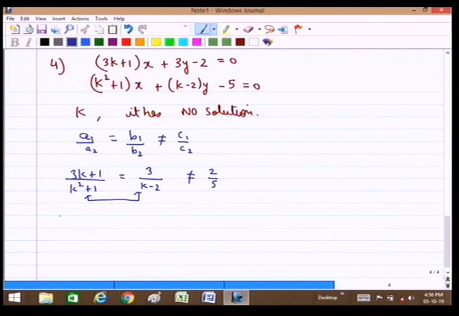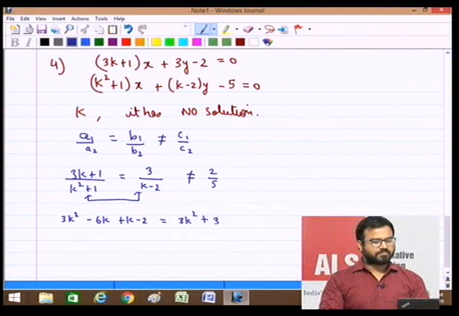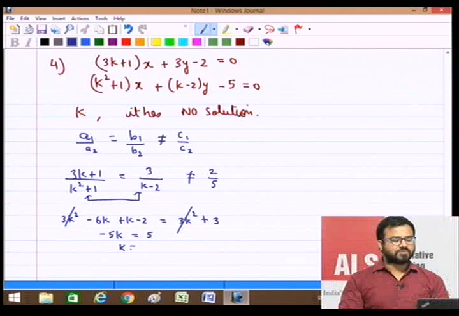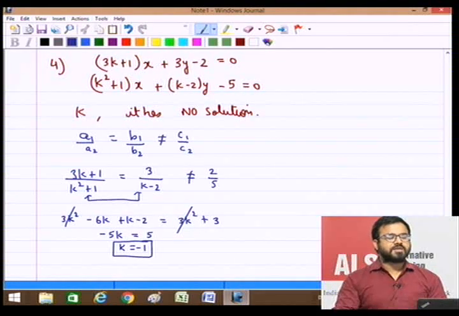So when we cross multiply this one, this will become 3k square minus 6k plus k minus 2 is equal to 3k square plus 3. So this 3k square will get cancelled out, and minus 6k plus k, minus 5k, is equal to 3 plus 2, which is 5. So k is equal to minus 1. Now we have to check on substituting k equal to minus 1 that it should not be equal to 2 by 5. So when we put minus 1, 3 over minus 3, that ratio would become minus 1.